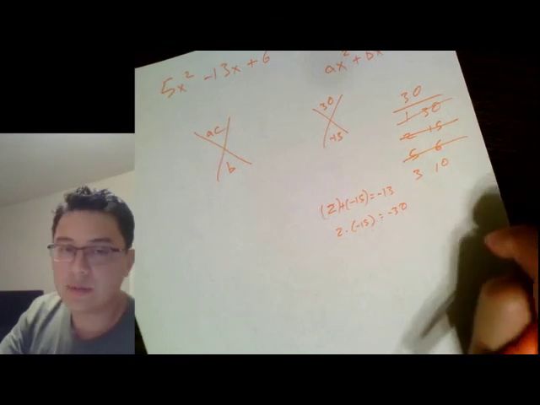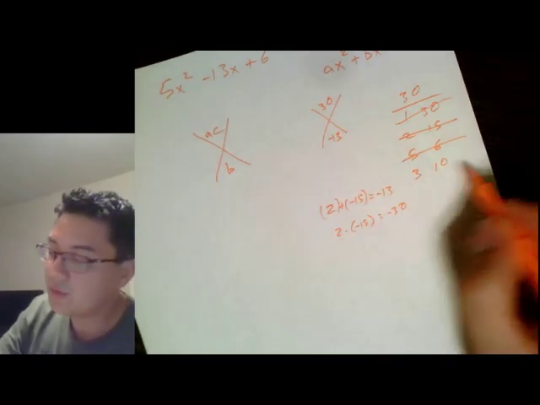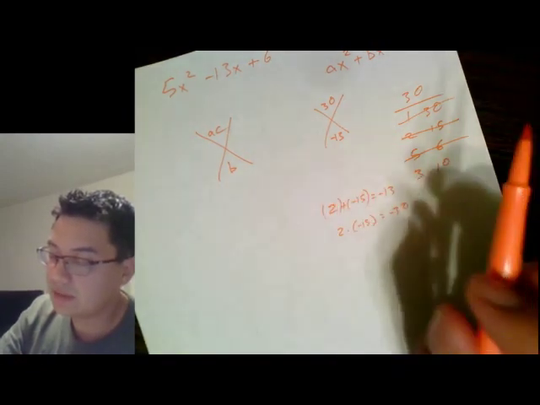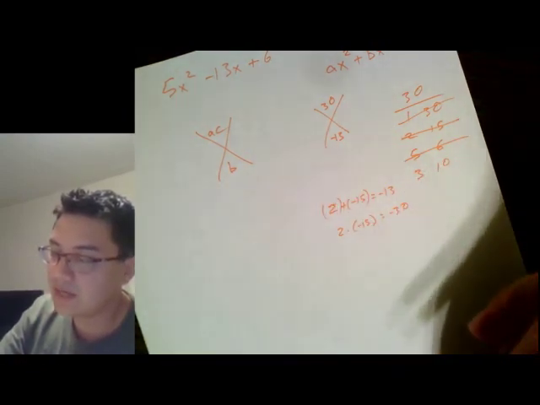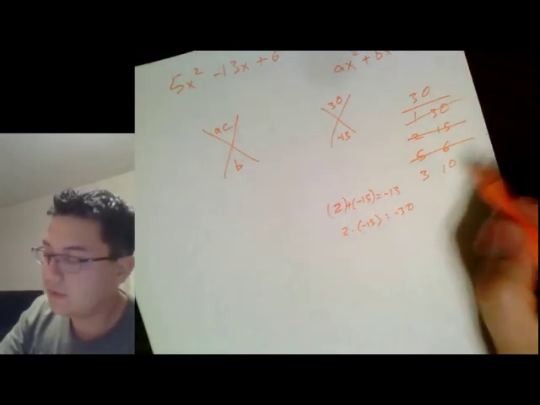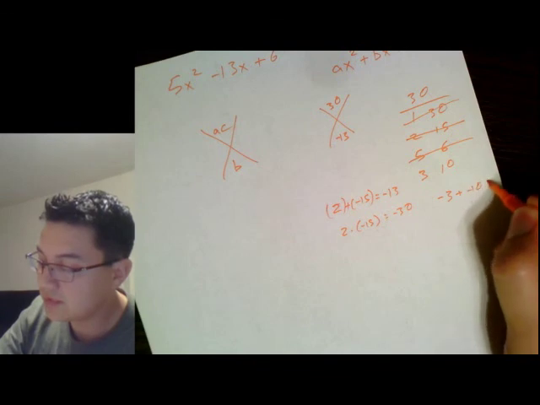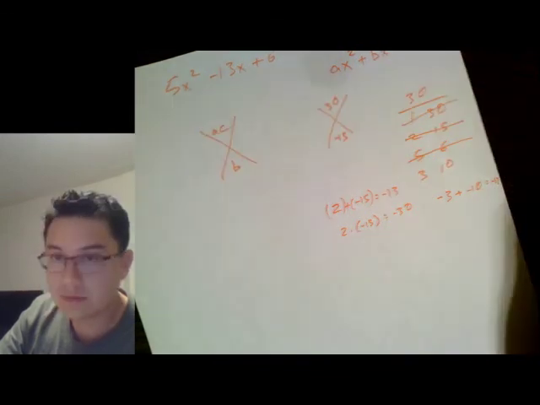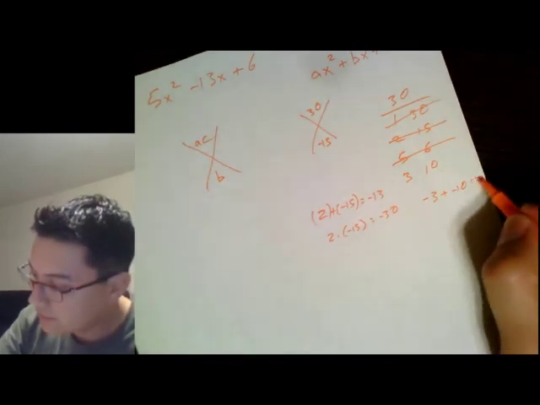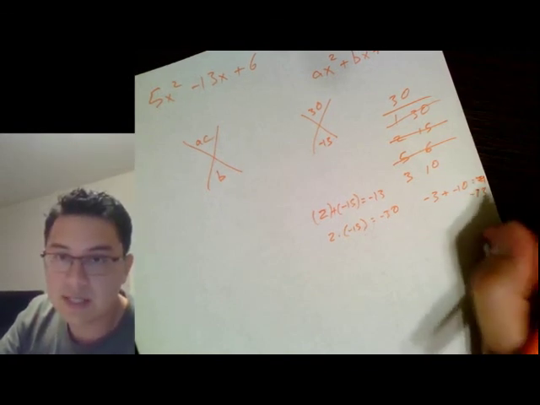The next one we'll try is 3 and 10. If this one doesn't work, then this probably isn't going to be factorable. So 3 plus 10 is 13. 3 minus 10 is negative 7. But I want a negative 13. If I make both of these negative, though, that would be negative 3 plus negative 10. That gives me a negative 13.